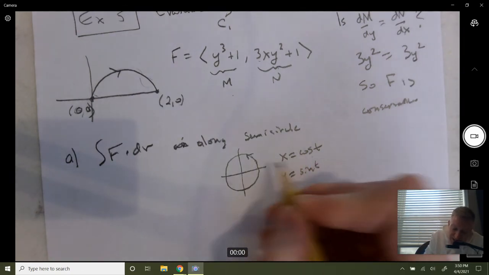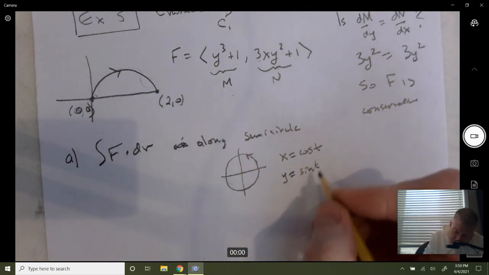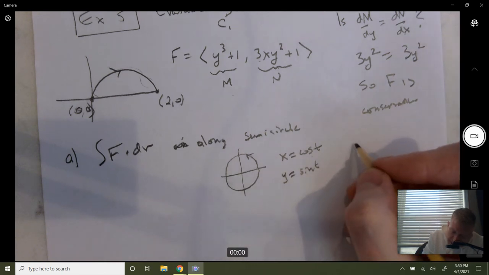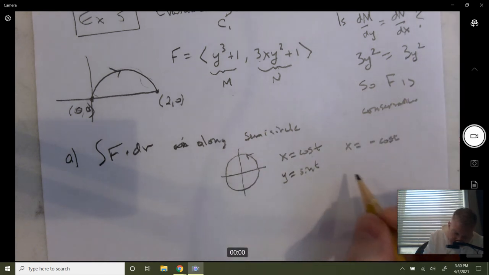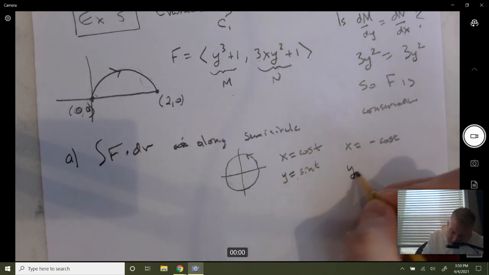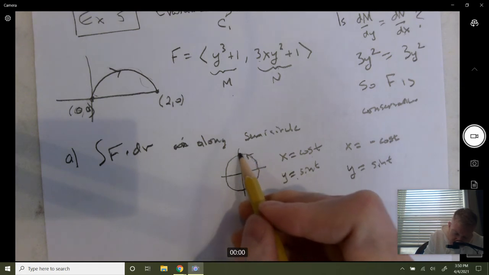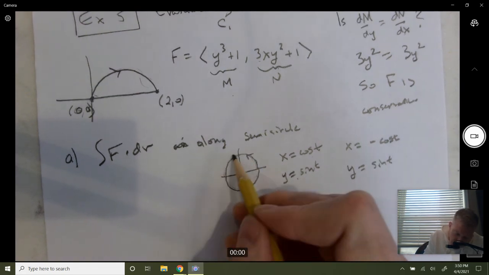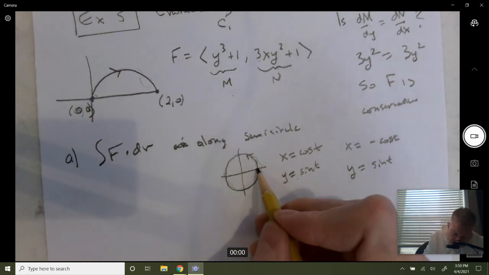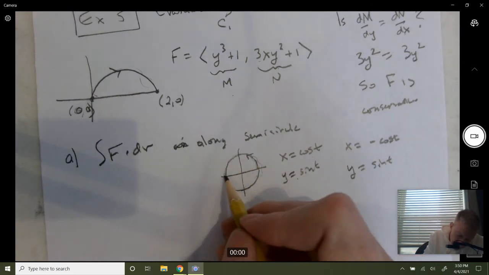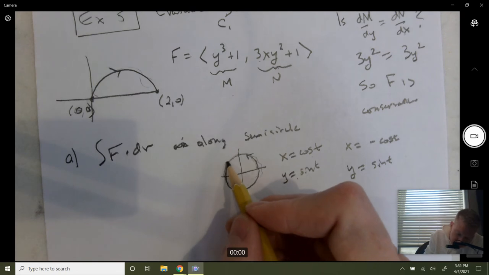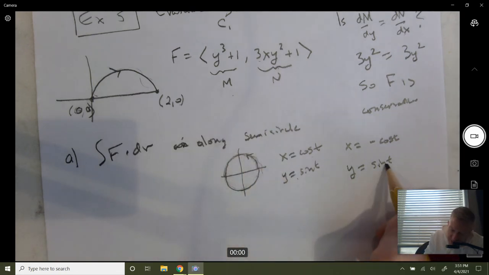So our cosine is going in the opposite direction. So it's actually going to be x equals negative cosine t. Now the sign doesn't matter for y. We can say y equals sine t, because whether you're going this way or this way, your y values start at 0, go up to 1, back to 0, down to negative 1. If I start here and go in this direction, doesn't matter. Start at 0, up to 1, so the sign doesn't change.